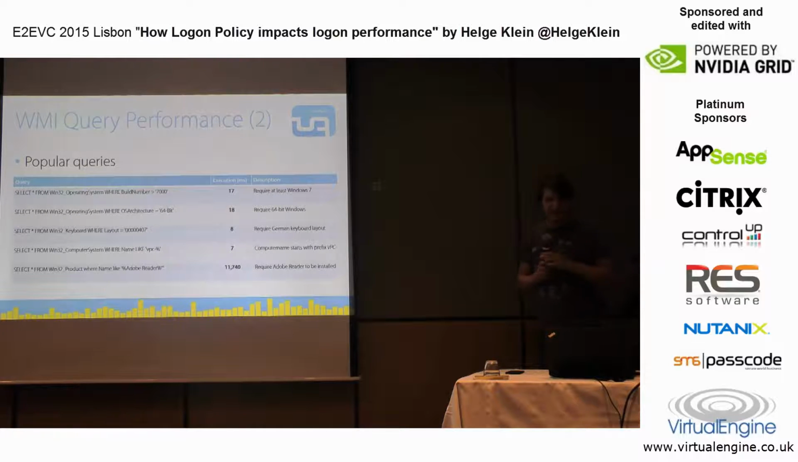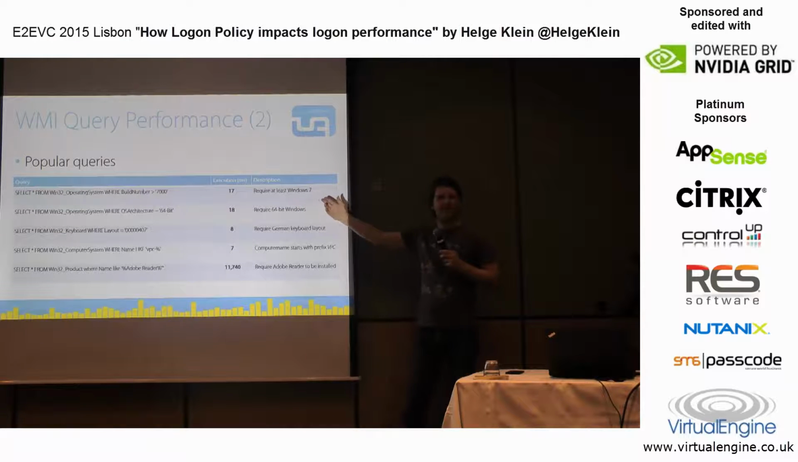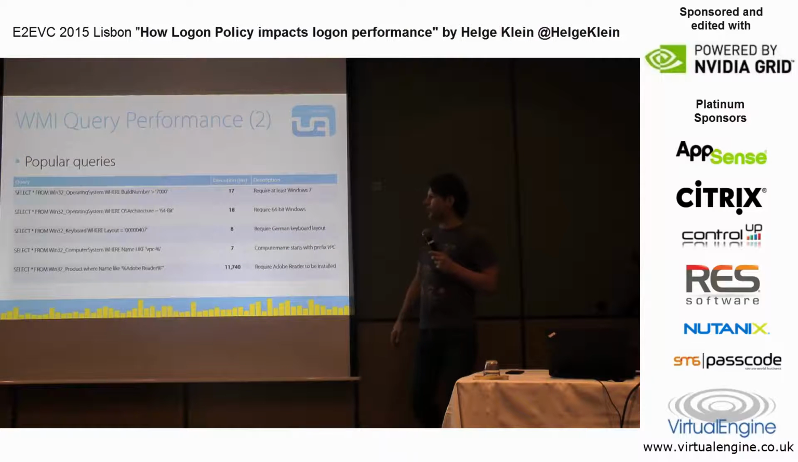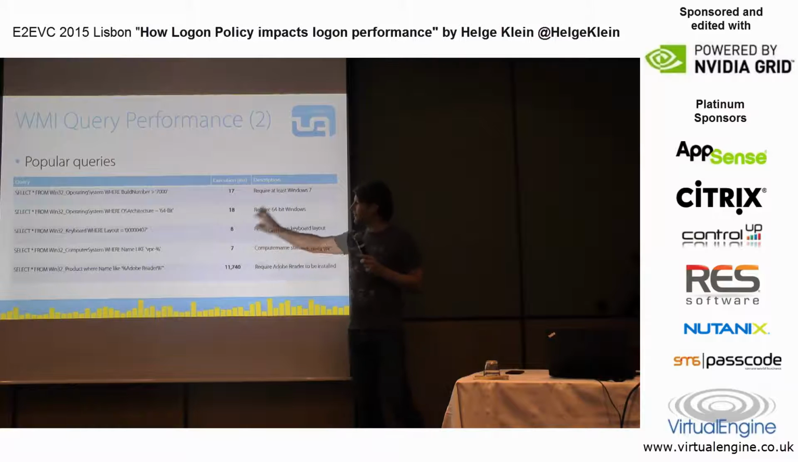So let's take a look at execution times of a few popular queries. First, I want a specific operating system version, let's say at least Windows 7. That takes 17 milliseconds to execute. If I want a group policy object to be applied to 64-bit Windows only, I could use something like this, which takes 18 milliseconds. If I want a specific keyboard layout, in other words, I want this to apply to German machines only, not to Dutch or English or French machines, it takes 8 milliseconds, which is quite okay. Or if I wanted to apply a GPO only to specific computers that have a specific name, it takes 7 milliseconds. It's all quite good, I would say.